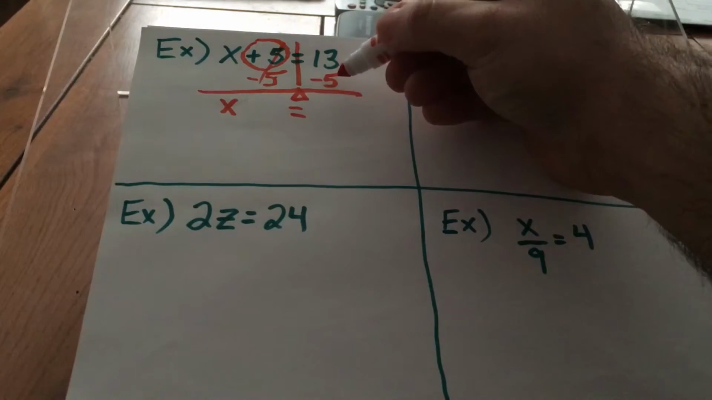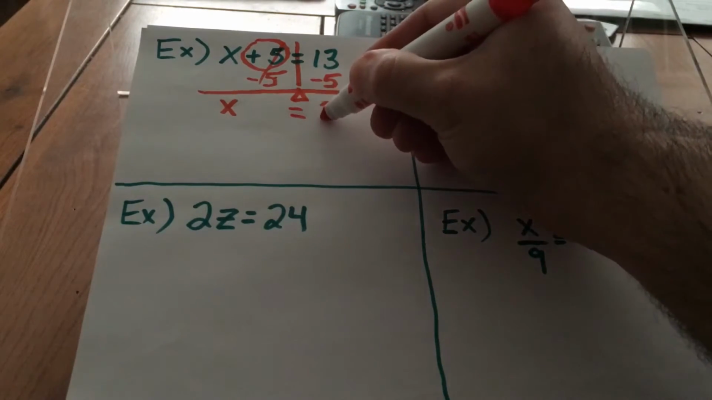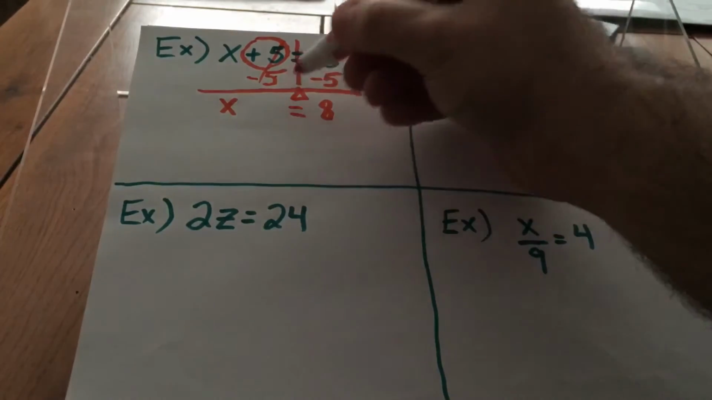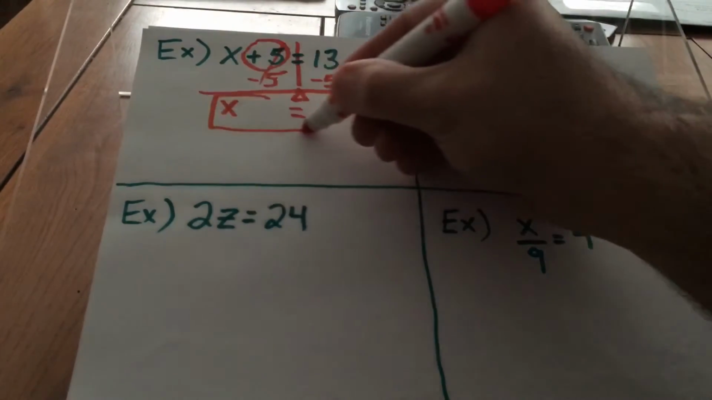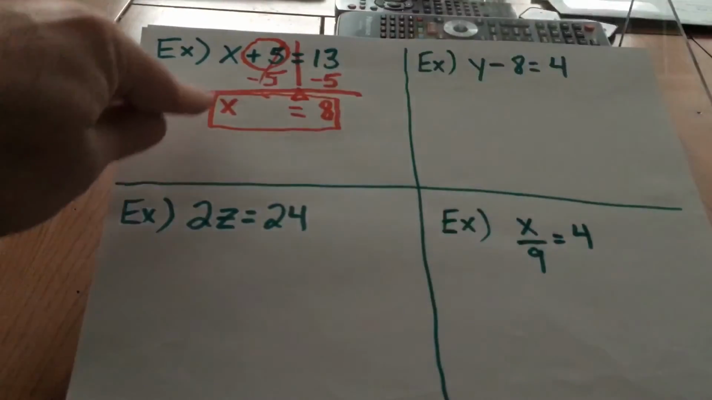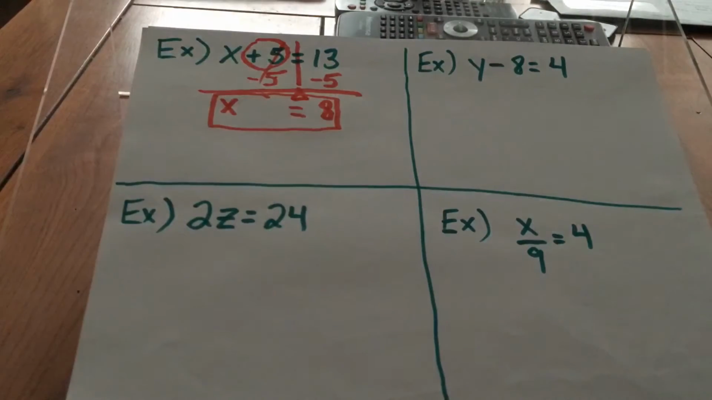So 13 minus 5 will equal 8. All right, and this is your final answer. x is equal to 8. We have x by itself. We have a number over here. Everything's in balance. All right.